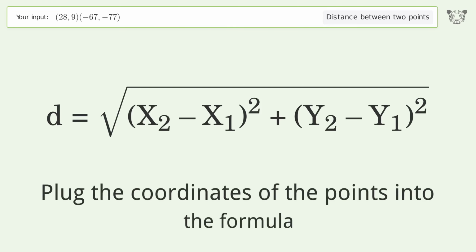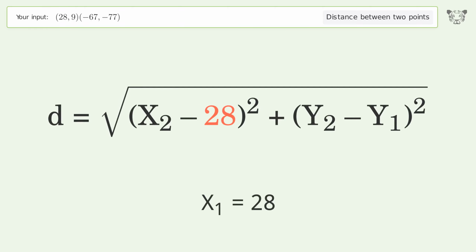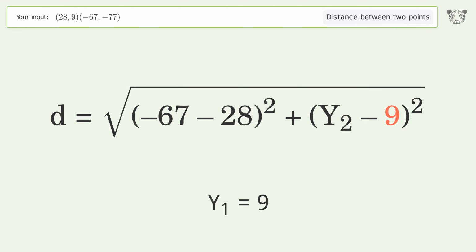Plug the coordinates of the points into the formula. x1 equals 28. x2 equals negative 67. y1 equals 9. y2 equals negative 77.